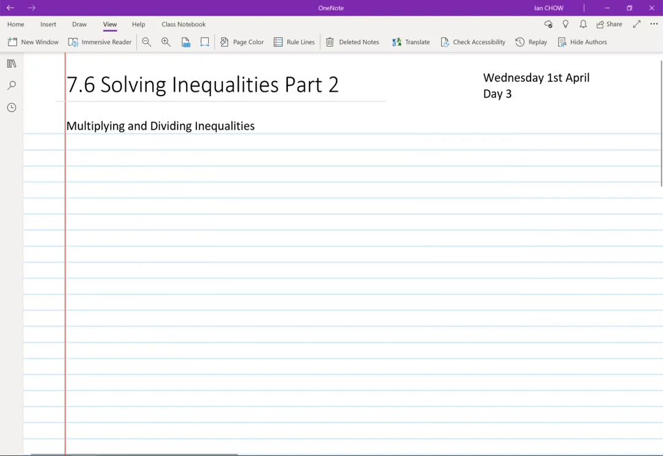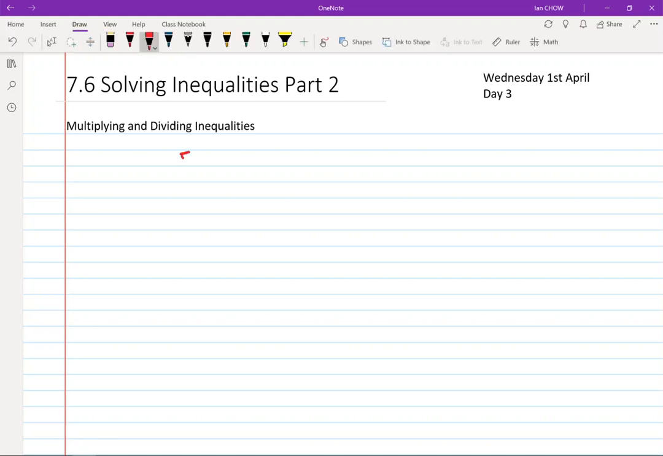Grade 8s. So today we will continue with solving inequalities part 2, which is to do with multiplying and dividing inequalities. Now, yesterday's lesson, I talked about adding and subtracting inequalities. And so when you add to one side, you add the same to the other side, and then you solve it just like you do with normal equations. Now let's look at an example of an inequality.